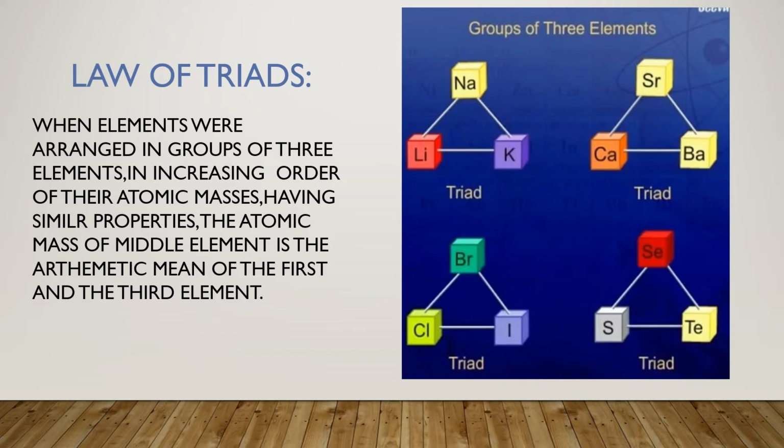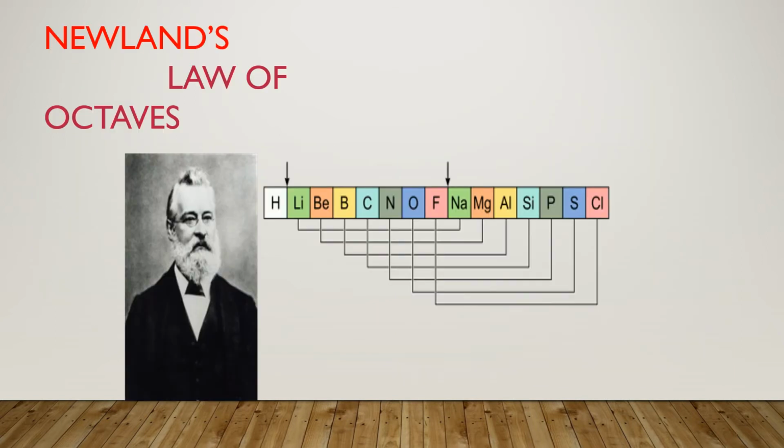So continuing with this effort, another scientist by name Newland proposed his own law. Today we will be discussing this law, which was called what? Newland's law of octaves. Now Dobereiner said law of triads, and Newland says law of octaves. Octa means 8. So that means he arranged the elements in sets of 8, and in what order? In the increasing order of the atomic masses.